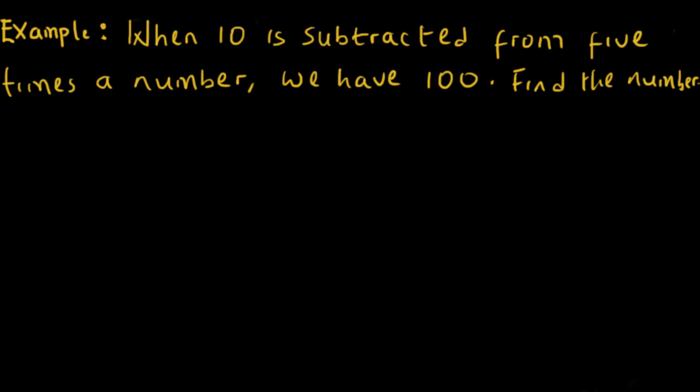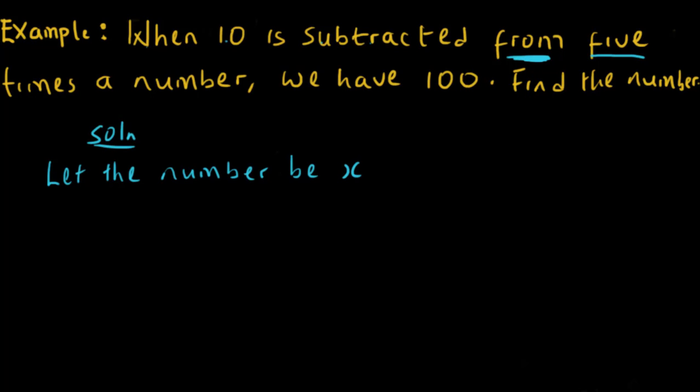So we have this question. When 10 is subtracted from 5 times a number, we have 100. Find the number. So we just go step by step. The first step is let the number be any letter x. Now let's read. When 10 is subtracted from. Now remember what I told you when you have subtracted from. Whatsoever that is after the from would come first. So we have when 10 is subtracted from what? 5 times a number. And what are we representing the number with? We are representing it with x.